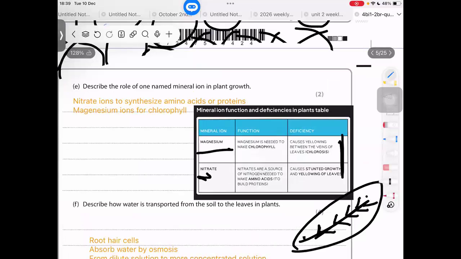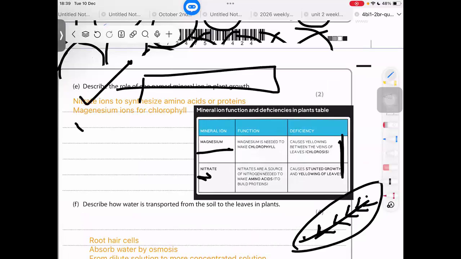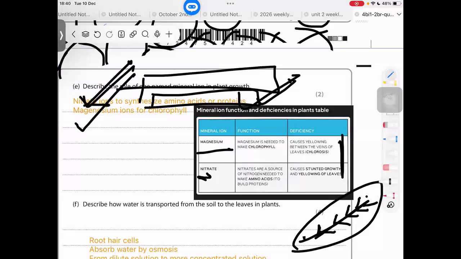Here they have asked to describe the role of one named mineral ion in plant growth. Either you could choose nitrate ions or you can go with magnesium ions. So nitrate ions synthesize amino acids or proteins. You can mention that, right? If you want, you can extend it further, saying amino acids or proteins which are required for growth. In that case, you're writing a complete answer. But you get the 2 points if you have written nitrate ions to synthesize amino acid. And then you can write magnesium ions for chlorophyll.